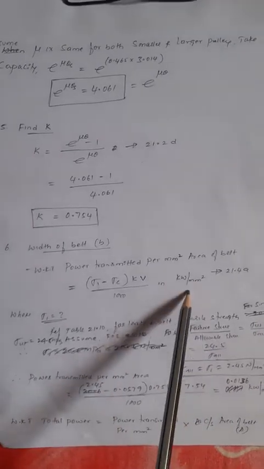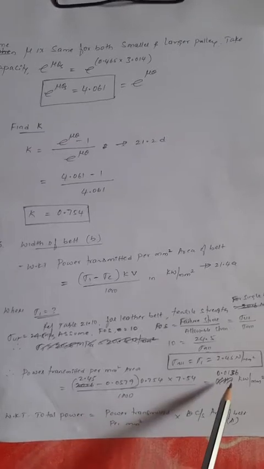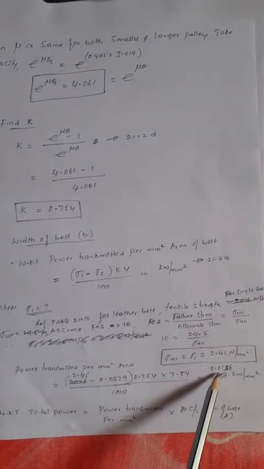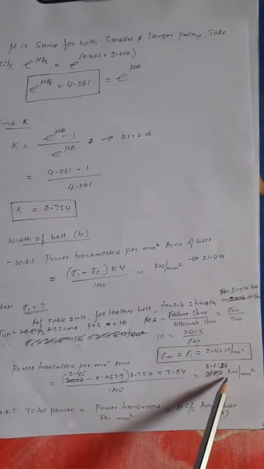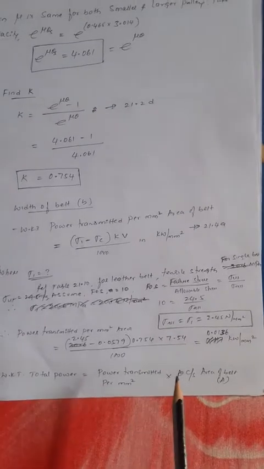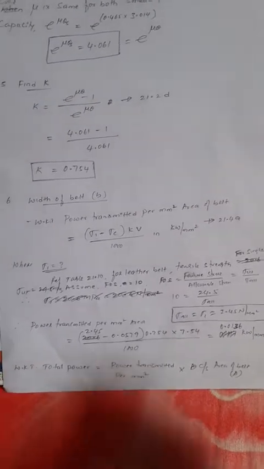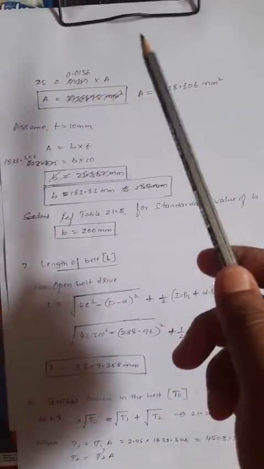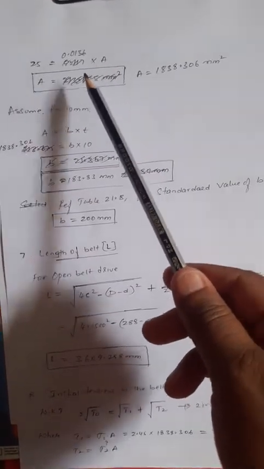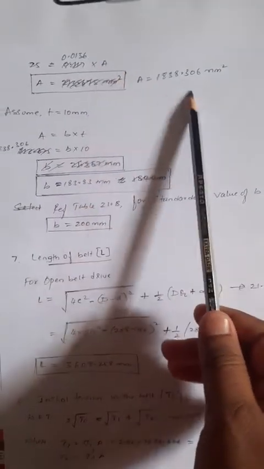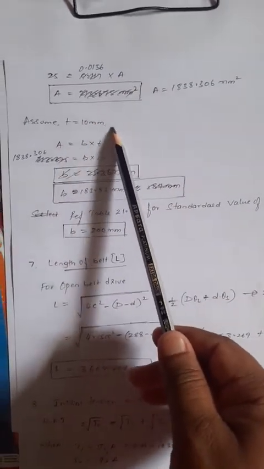Then back substitute into the main equation 21.48. Then we will get the power transmitted per millimeter square of area of belt as 0.0136 kilowatt per millimeter square. Next, we know the total power is equal to power transmitted per millimeter square into cross sectional area of the belt. Now total power we know is 25 kilowatt, take it in kilowatt only. Then power transmitted is 0.0136 into A, area. We assume t is equal to 10 millimeter.